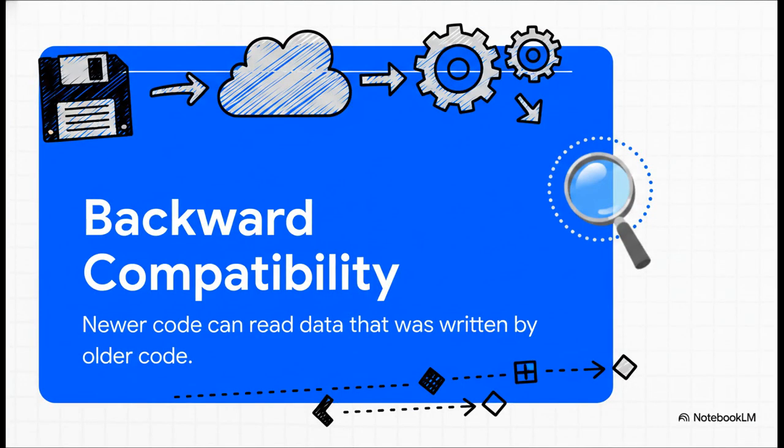The first piece of this puzzle is what we call backward compatibility. It's pretty straightforward. It just means your brand new code can still read the old data that was written by the older code. This is usually the easier direction. Why? Well, because when you're writing the new code, you already know what the old data format looked like, so you can just teach it how to handle that old school structure.